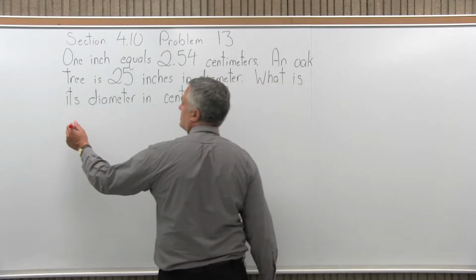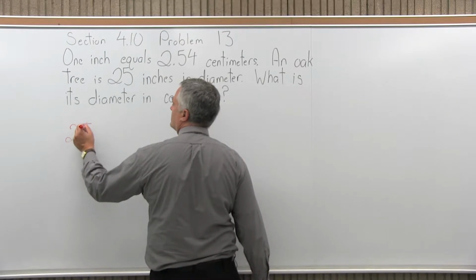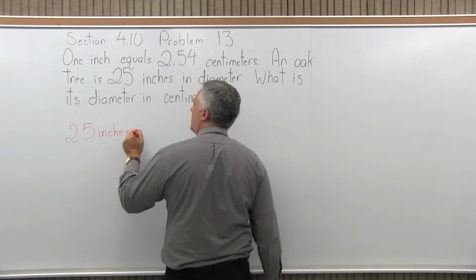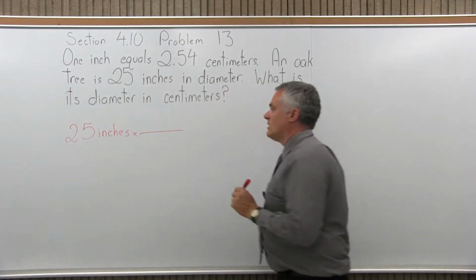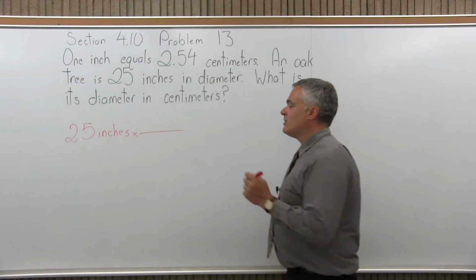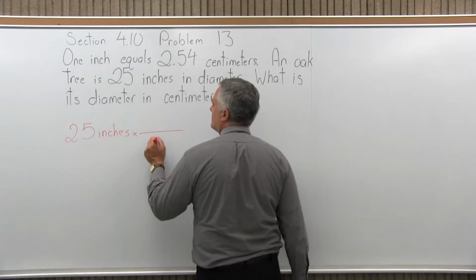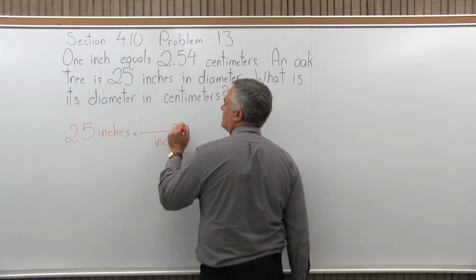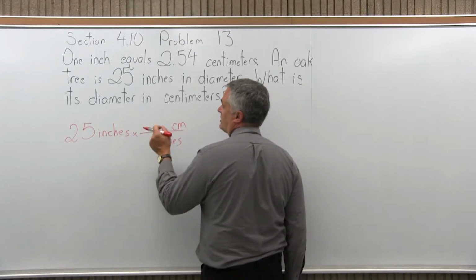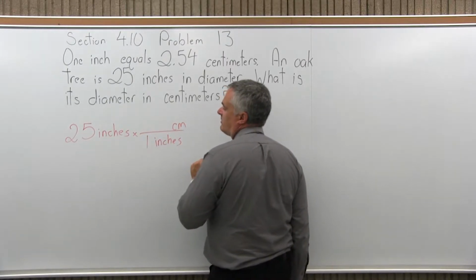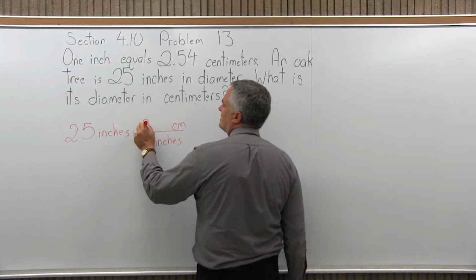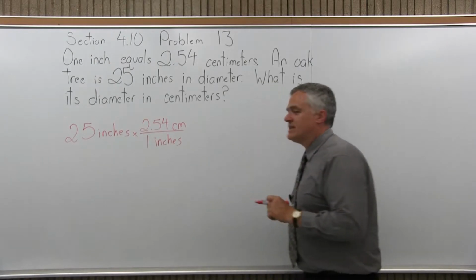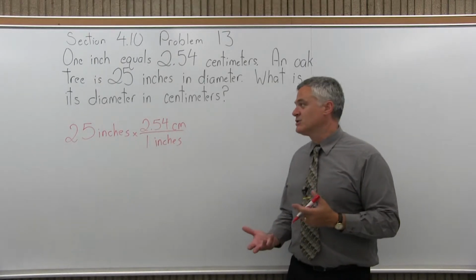So you want to begin with the given quantity, which for us in this problem is 25 inches. And I want to multiply that times a fraction that will have the equivalent amount in numerator and denominator, but I'm going to want the inches to be in the denominator, so it'll cancel, and I want centimeters to be in the numerator because that's the unit of measure that I want to show up. So to make it equivalent, 1 inch is the same as 2.54 centimeters.